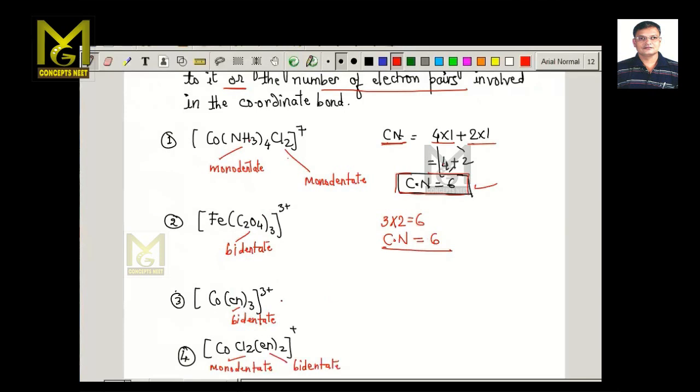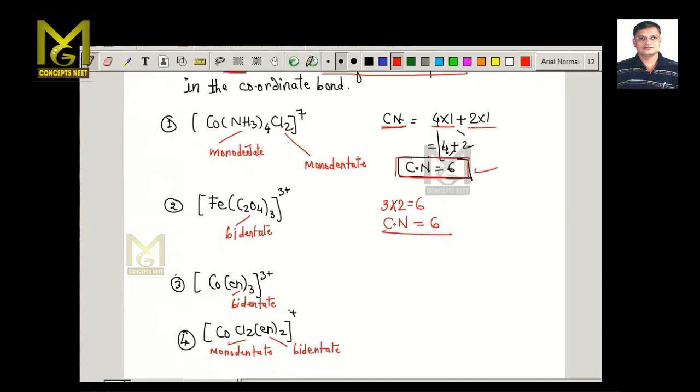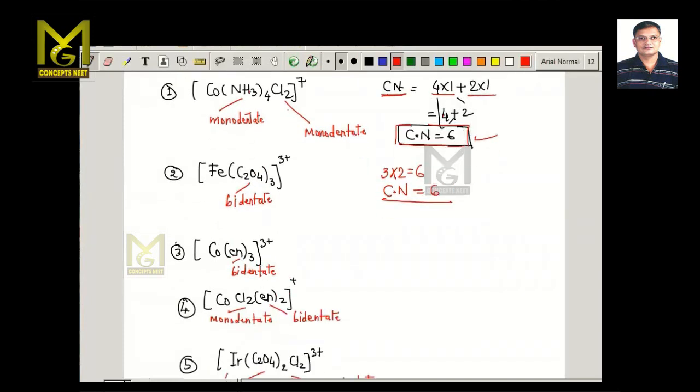Similarly, by looking at the bidentate, we can easily calculate the coordination number. Ethylene diamine is also a bidentate ligand. So we just have to understand that it is bidentate, multiply the number of these ligands by the denticity, and it gives rise to 6. The coordination number of this complex is 6.